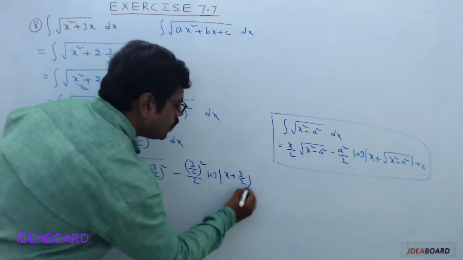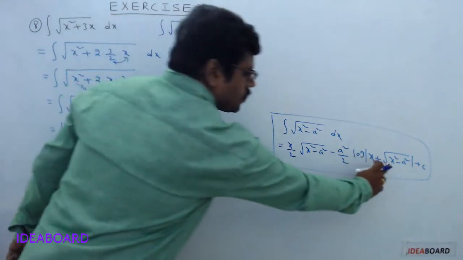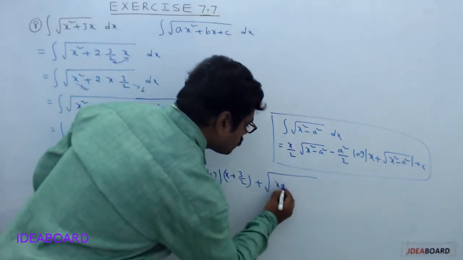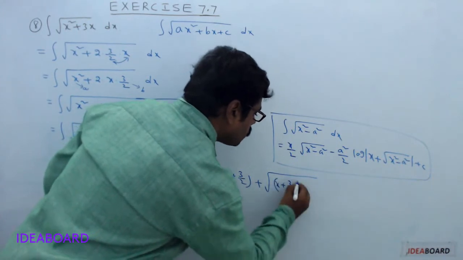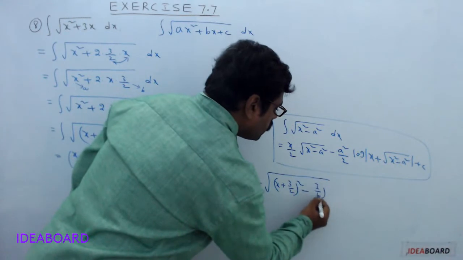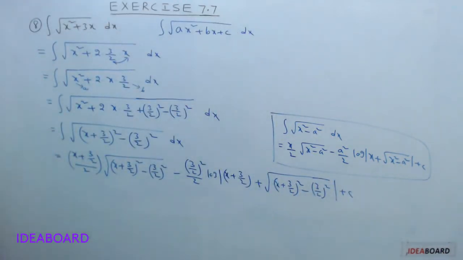x plus 3 by 2 plus square root of x square minus a square, where x plus 3 by 2 whole square minus a square, plus 3 by 2 whole square, plus a constant c. Now here the LCM in the numerator is 2.